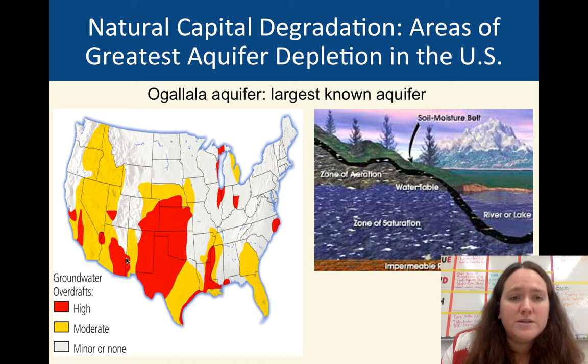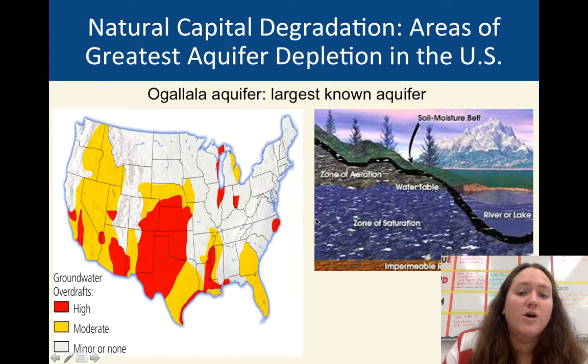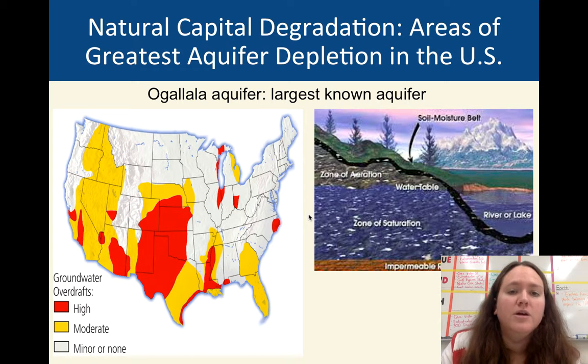So back in the US, our biggest amount of water depletion is in this region around Texas and the Midwest. This is an area called the, I hate pronouncing this word, Ogallala Aquifer. That is the largest known aquifer that we have in the entire world. And unfortunately, we are extracting water from it way more than is being put back. So eventually that's going to be depleted, and our crops are going to suffer from that.